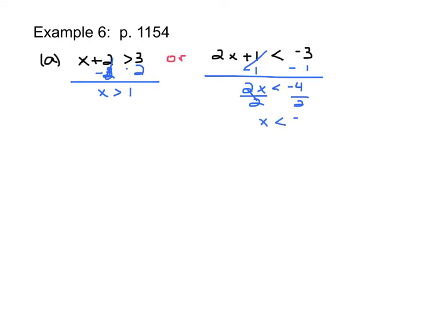X is less than negative 2. So I have my number line. The first one is x is greater than 1, and then I'm also graphing x is less than negative 2. Since there's no overlap, this is what my graph would look like.